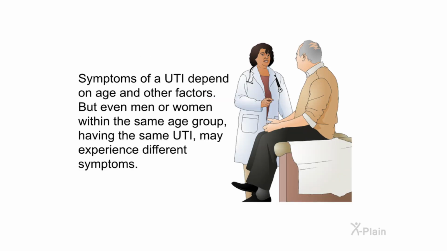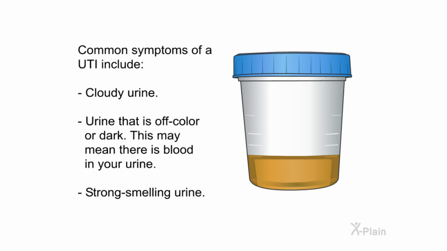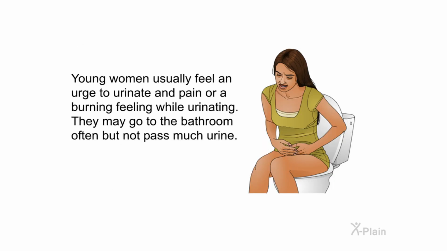Symptoms. Symptoms of a UTI depend on age and other factors, but even men or women within the same age group having the same UTI may experience different symptoms. Common symptoms of a UTI include cloudy urine, urine that is off color or dark. This may mean there is blood in your urine. Strong-smelling urine. Young women usually feel an urge to urinate and pain or a burning feeling while urinating. They may go to the bathroom often but not pass much urine.